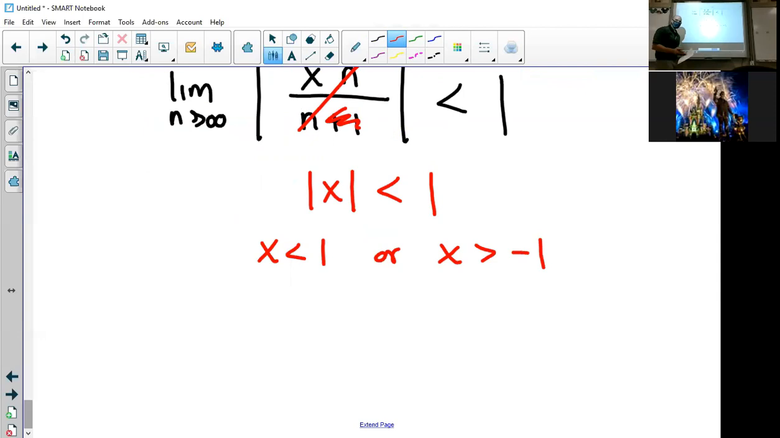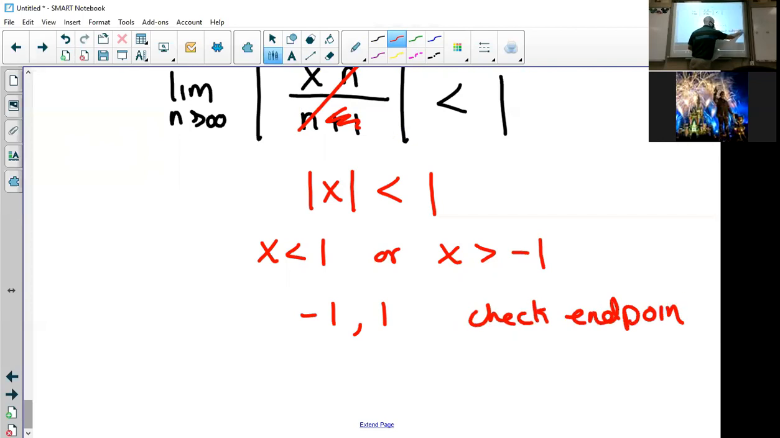But here's the trick. We have an interval now. We know it's going to be between -1 and 1, but we have to figure out what happens at 1 and -1. So we have -1, we have 1, but now we have to check the endpoints. Once you get that interval, let's take x equals -1 and put it back into our original problem.